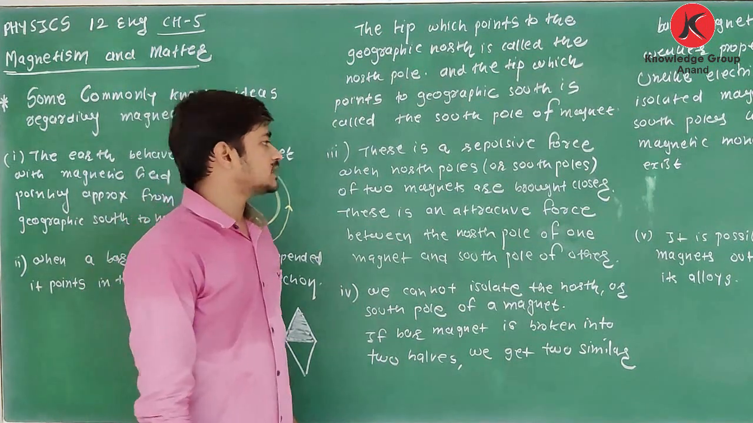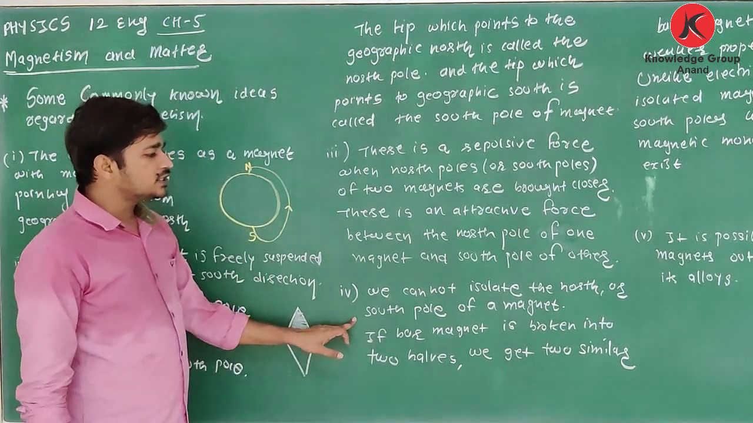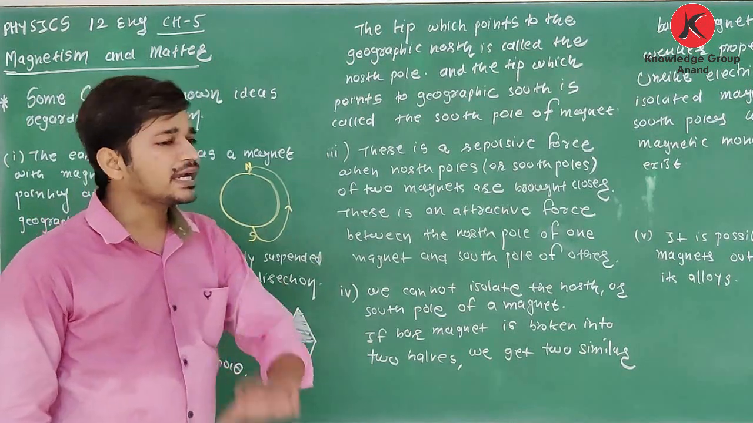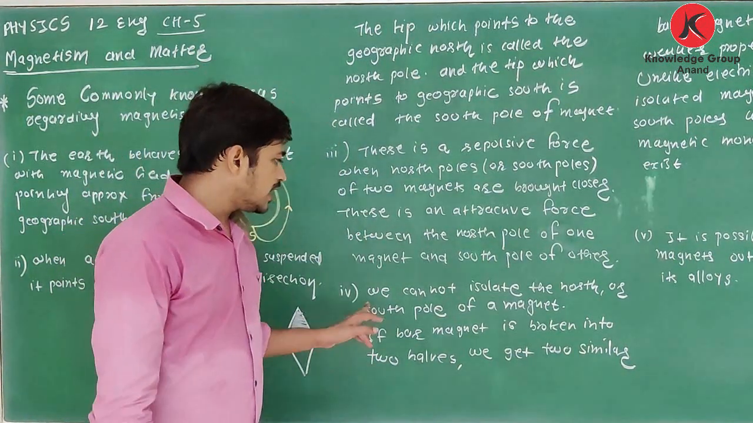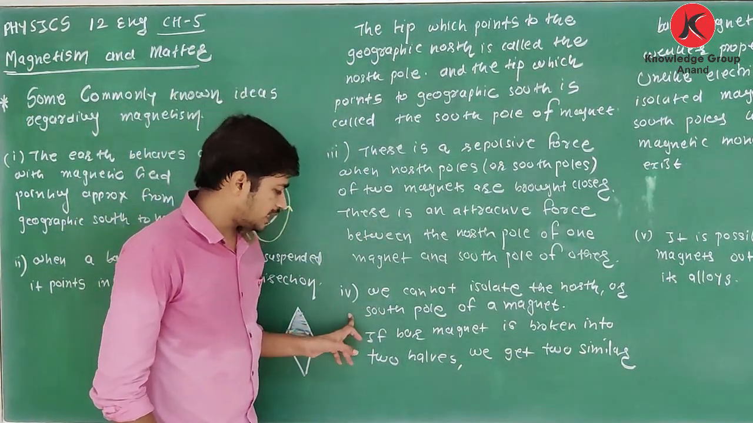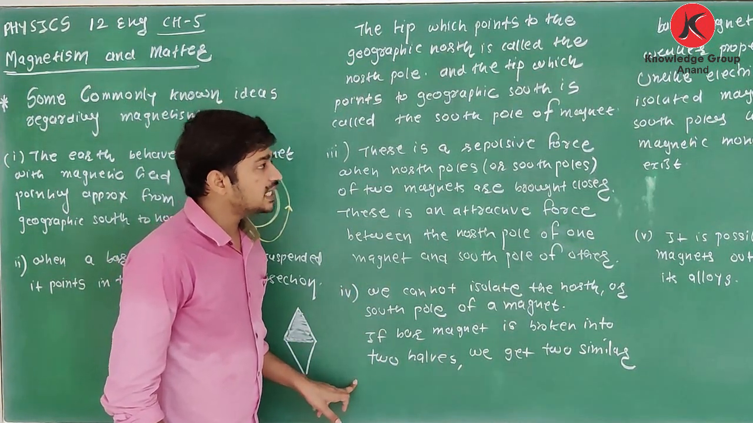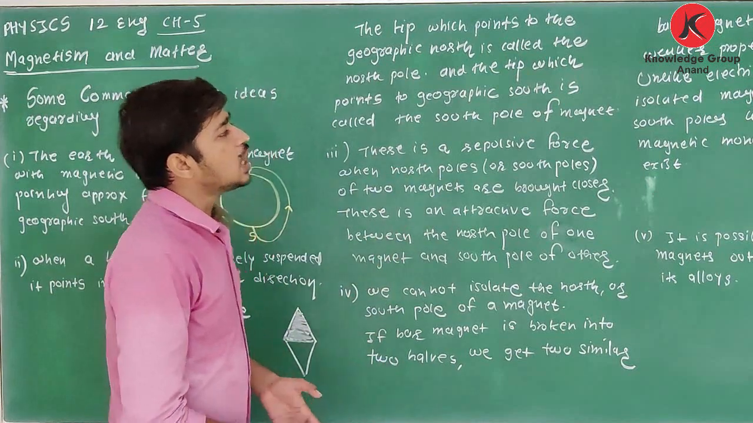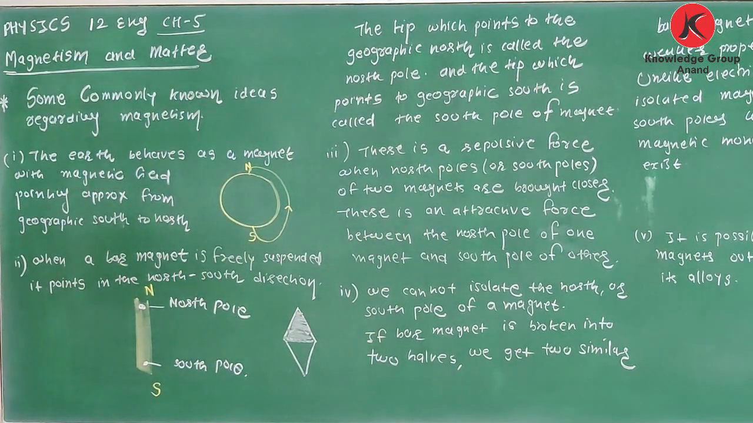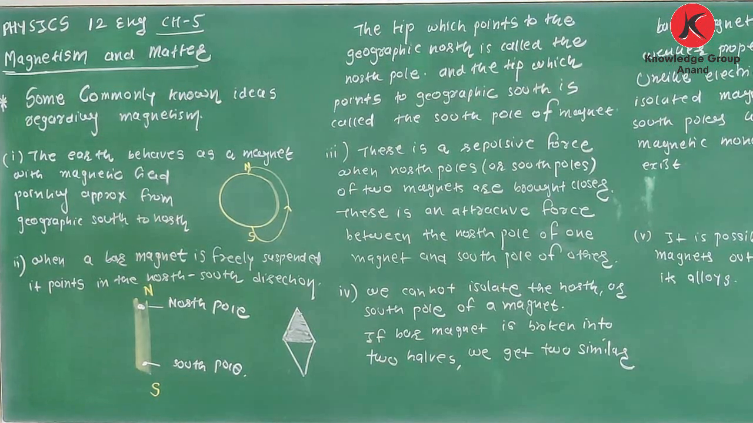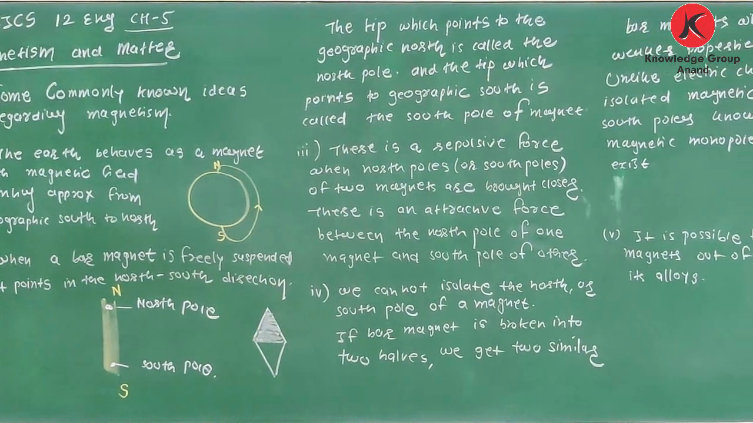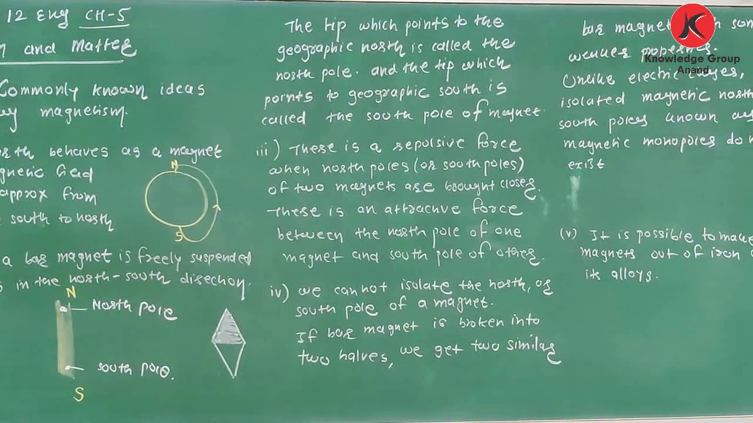Next one is, we cannot isolate the north or south pole of a magnet. It means if a bar magnet is broken into two halves, we get two similar bar magnets with weaker properties. Unlike electric charges, isolated magnetic north and south poles, known as magnetic monopoles, do not exist.